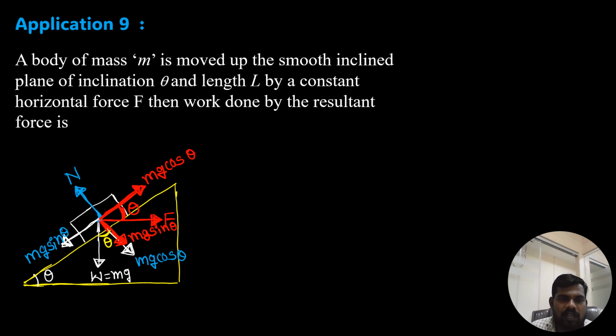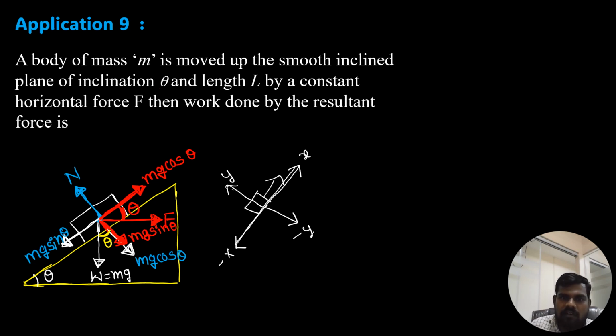It is not moving in the normal direction or along the mg cos theta side. If you see, this is the inclined plane direction, which is nothing but the x-axis, and this is the y-axis. This is the negative x-axis and this is the positive x-axis, and the positive y-axis. This x-axis is along the inclined plane, so the block is moving along the positive x-axis direction.